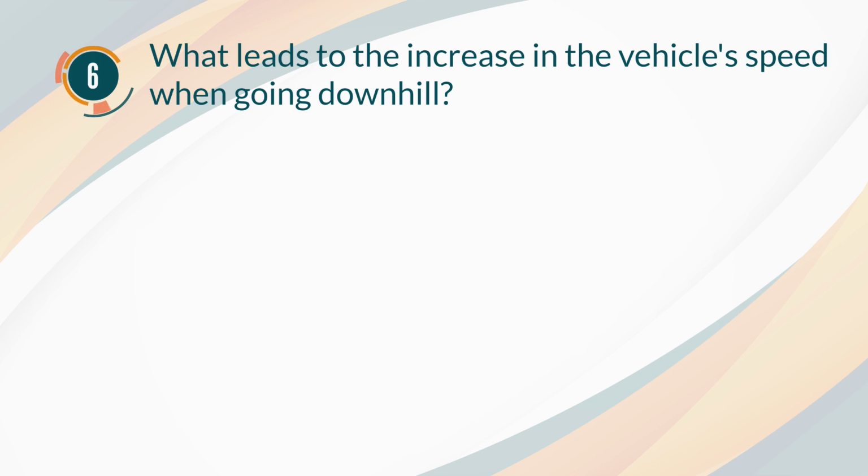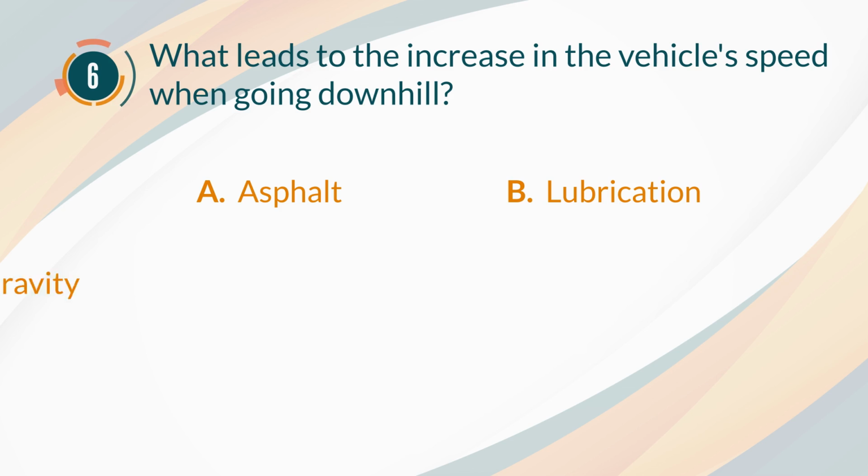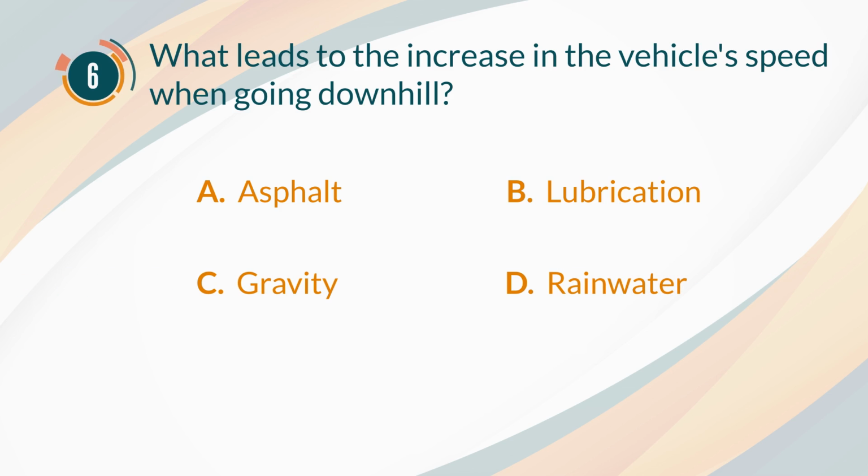Number 6. What leads to the increase in the vehicle's speed when going downhill? A. Asphalt. B. Lubrication. C. Gravity. D. Rainwater.